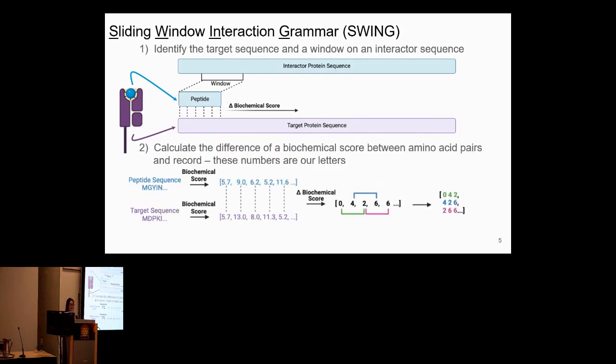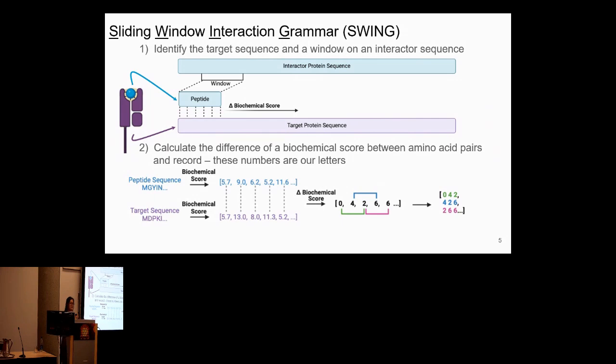The next step is we'll calculate the difference in biochemical score between those amino acid pairs. We'll take that peptide and line it up to the beginning of the target protein sequence, and we'll encode each of the sequences with that biochemical score, such as polarity or hydrophobicity-based scores. And then at each position on the peptide sequence, we'll calculate the change in biochemical metric at each of those aligned residues to get delta biochemical scores.